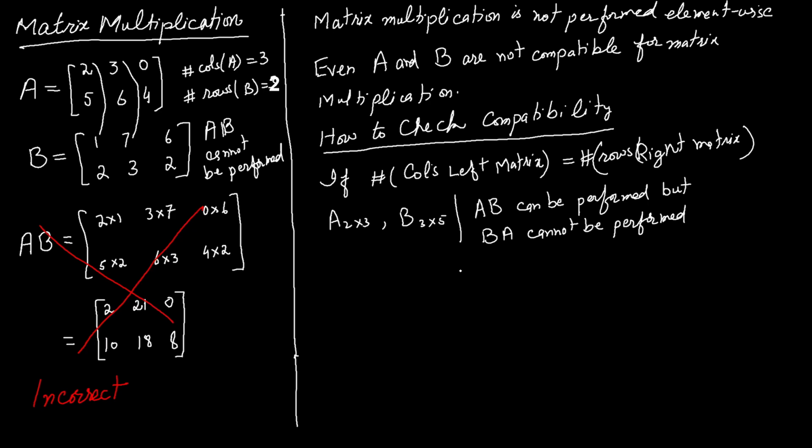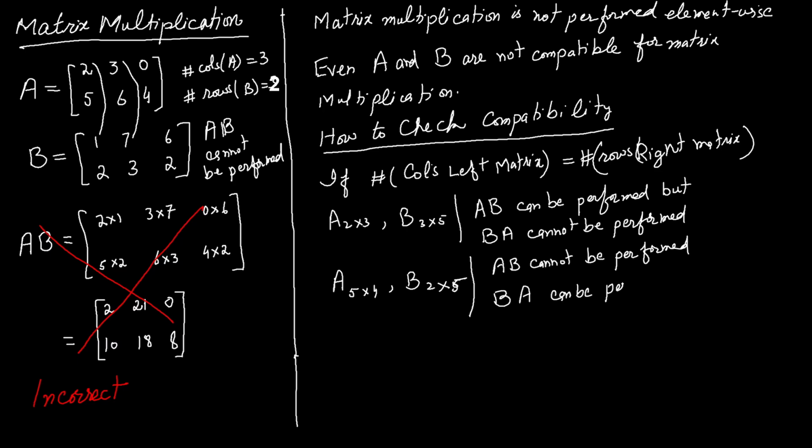Yes, order does matter in matrix multiplication. If a matrix A has 5 rows and 4 columns and matrix B has 2 rows and 5 columns, matrix multiplication BA can be performed, but the matrix multiplication AB cannot be performed.